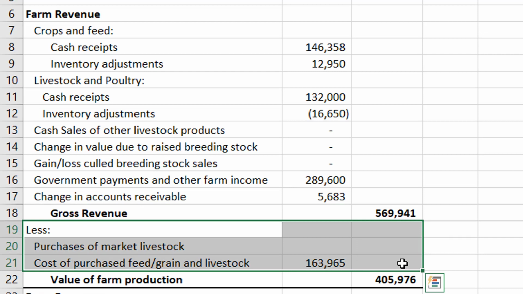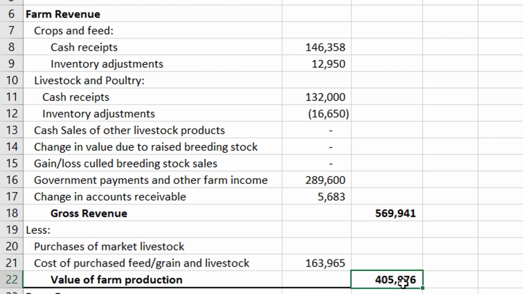Here we have a section to back out purchases of livestock and purchases of feed and grain to go along with that livestock. And we back that out in order to get a value of farm production. So we're basically saying that our production on our farm unit was worth $405,000.